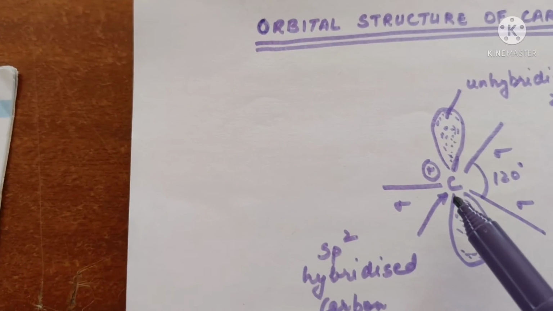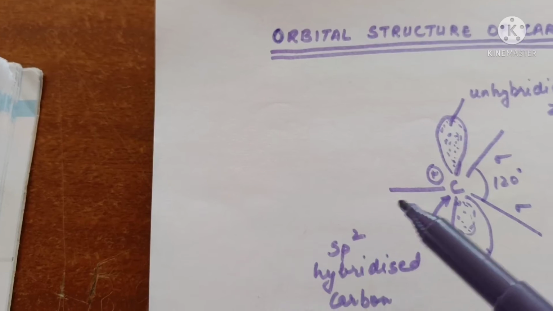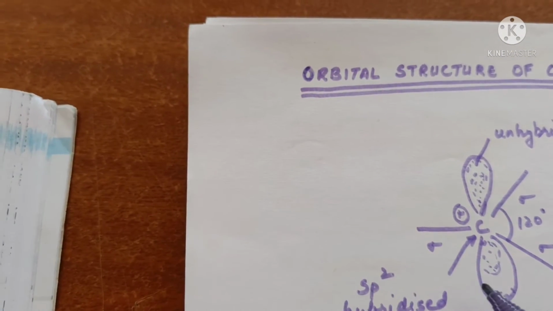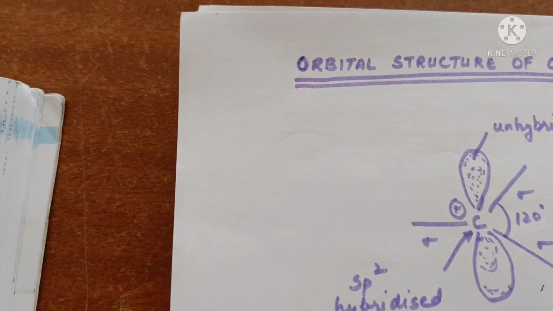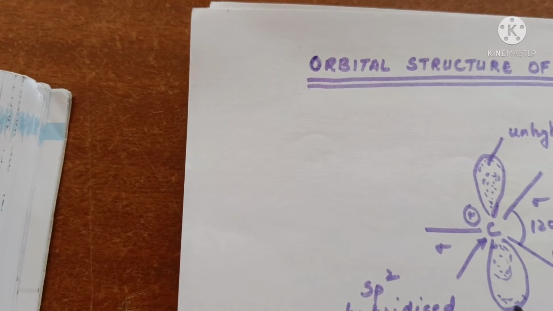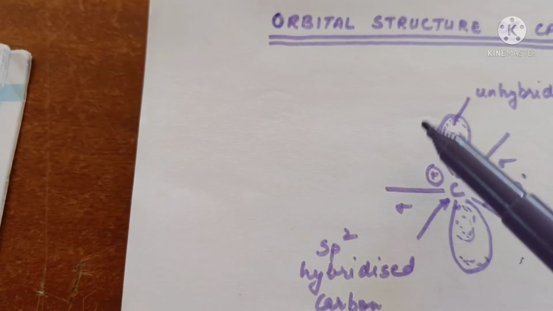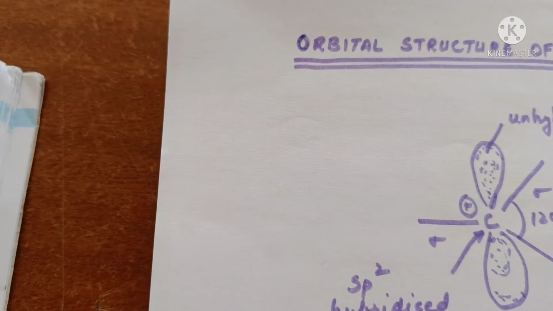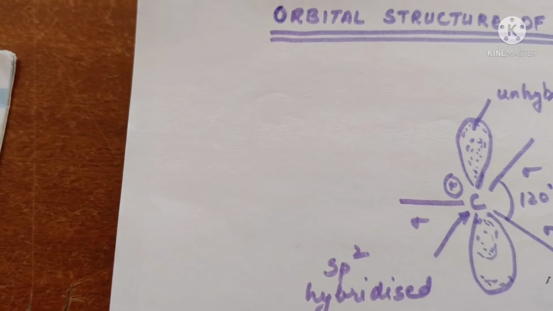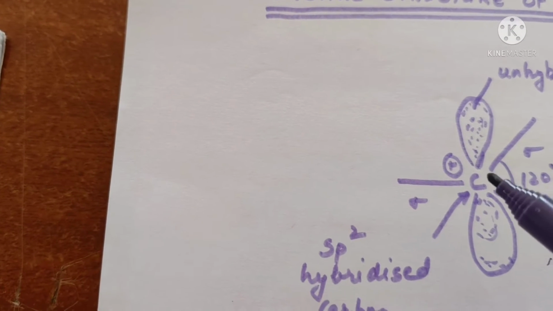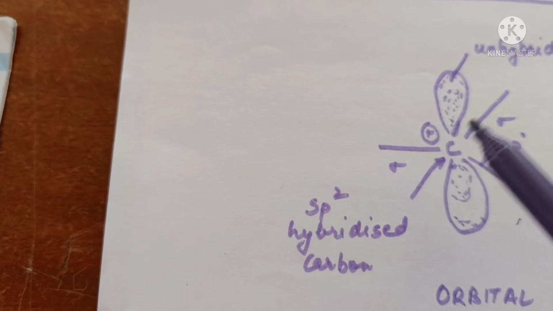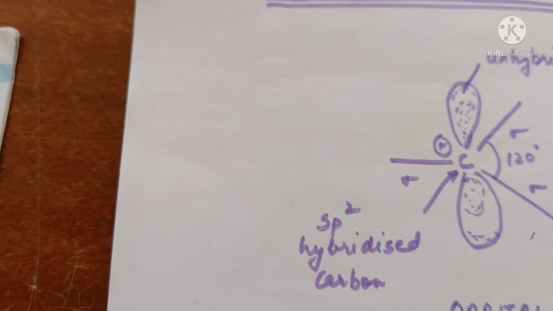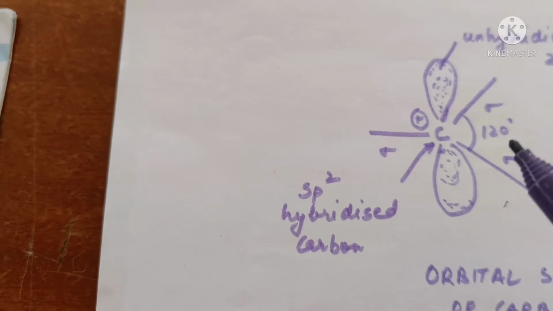Now, orbital structure of carbocation. The positively charged carbon atom in a carbocation is sp2 hybridized. The sp2 hybrid orbitals are involved in the formation of sigma bonds with 3 monovalent atoms or groups. The unhybridized p orbital has no electron in it, and it is directed perpendicular to this plane. The bond angle between the sp2 hybrid orbitals is 120 degrees, and the carbocation has a planar structure.